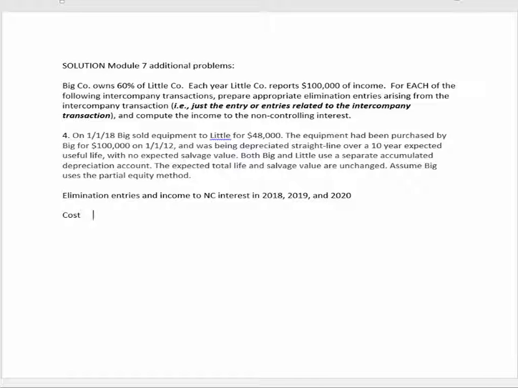So the cost of the asset was $100,000. It was being depreciated straight line over 10 years, so $10,000 per year, and had been depreciated for 2012, 13, 14, 15, 16, and 17. So 6 years of accumulated depreciation for a book value of $40,000. It was sold for $48,000, an $8,000 gain. And again, that $8,000 gain is going to be recognized over the remaining 4 years of the asset's life at the rate of $2,000 per year.